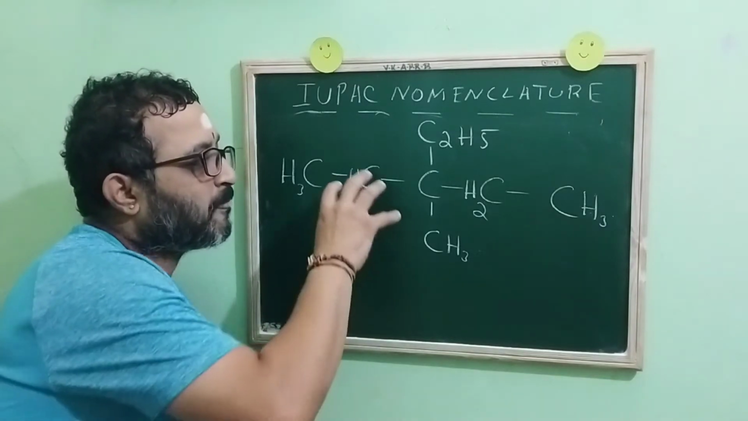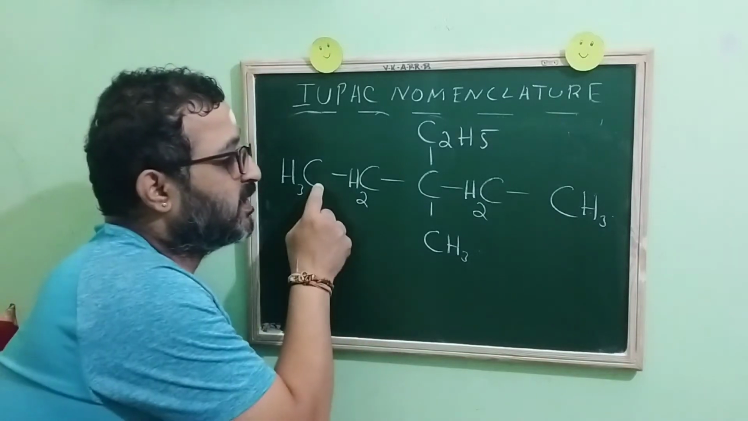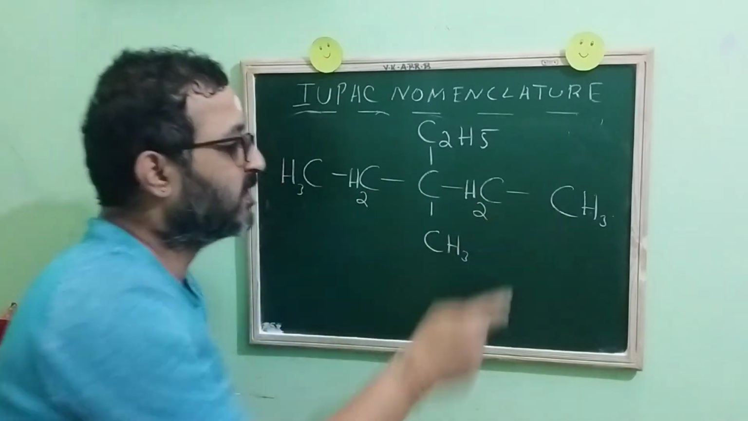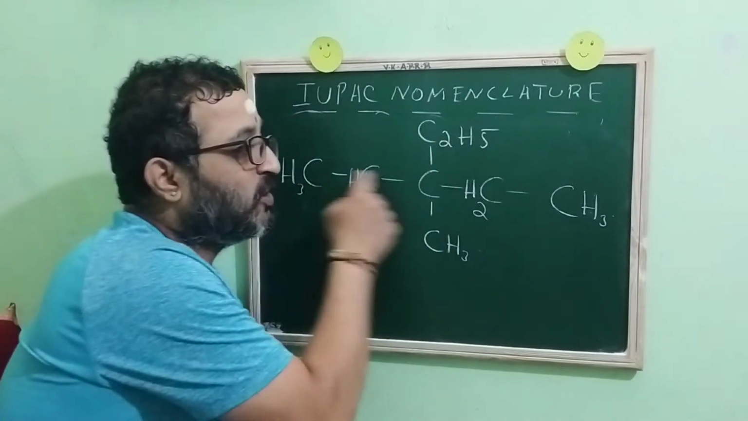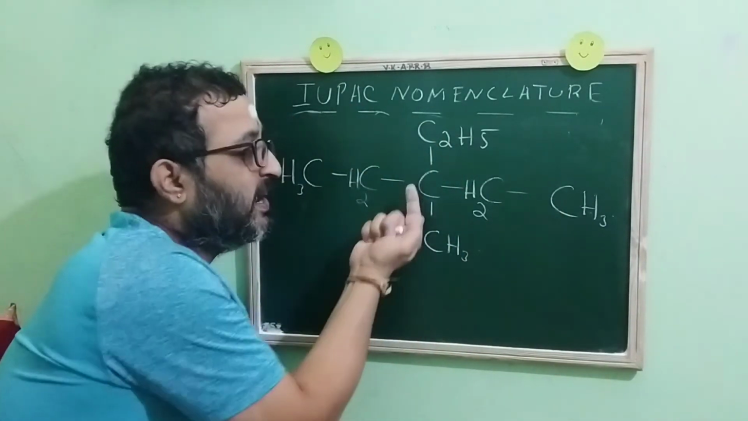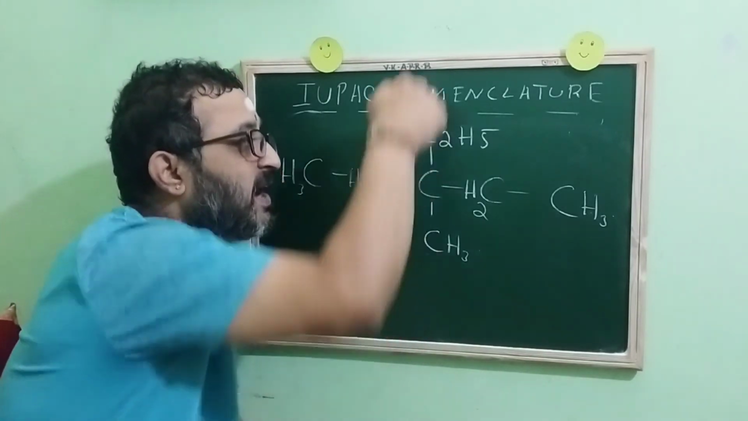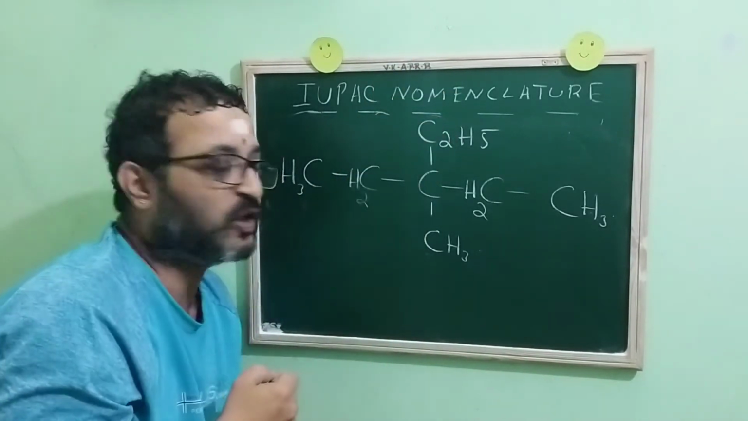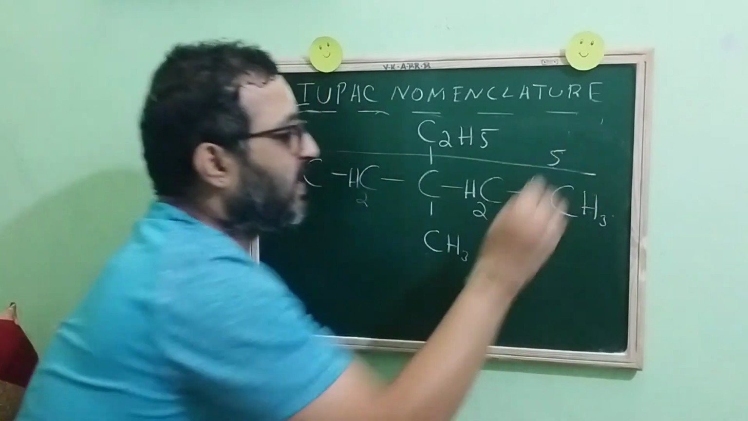Now, children, which is the parent chain? Okay, first we'll check with the straight one. 1, 2, 3, 4, 5. The straight chain has how many carbon atoms? 5 carbon atoms. So to this straight chain, 2 side chains are attached, that is, 2 substituent groups are attached. One is methyl and another one is what? Ethyl group. Okay.